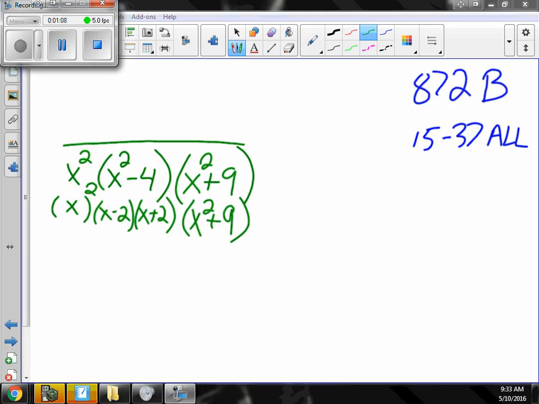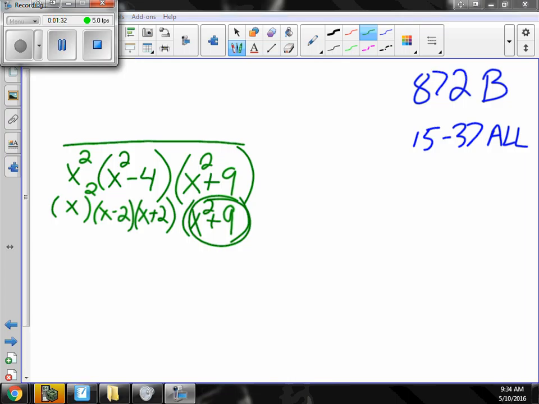So the degree of the denominator is 6. But if I were to graph just the denominator, I have 4 roots: 0, negative 2, positive 2, and then plus or minus 3i. Well, but this doesn't factor, so that is an irreducible quadratic.